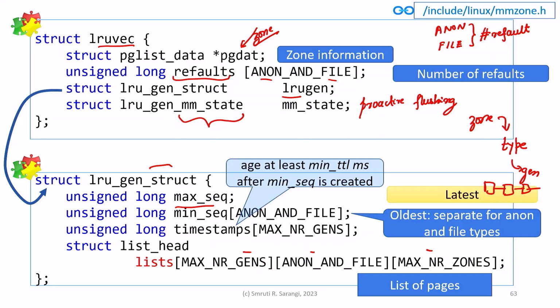All right. So this much minimum state is maintained, which is a generational state, timestamps, and a linked list of all the pages. And this is essentially a 3-dimensional array where every entry is a linked list, right? And what are the axes? The zone, the type, and the generation.